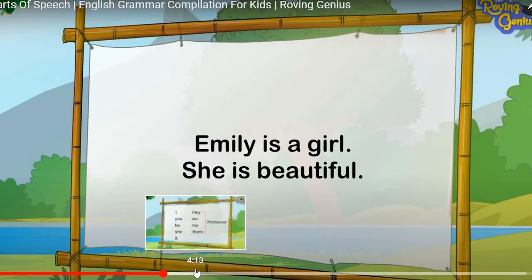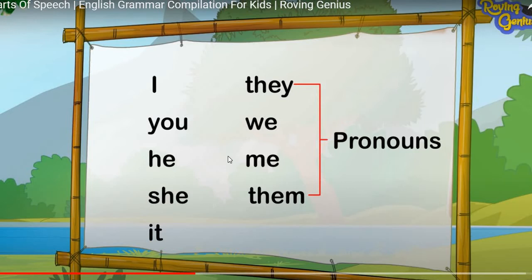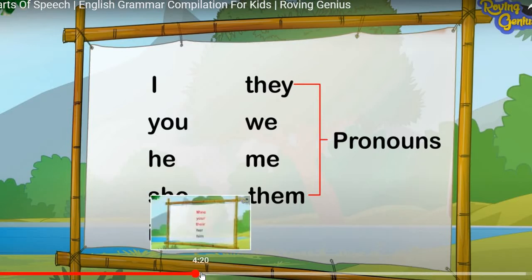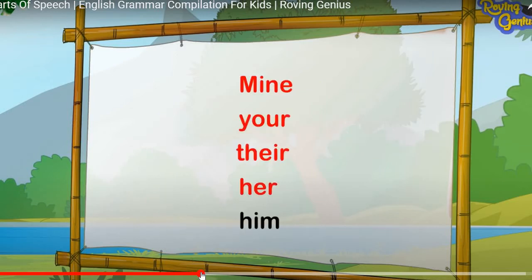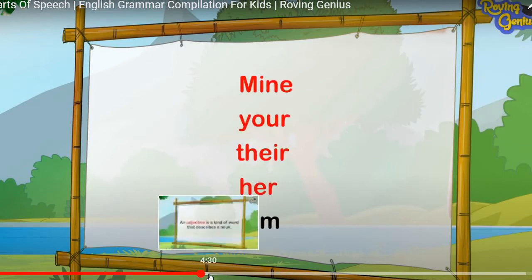Okay. Now the pronouns he, she, it, I, we, they, you, we have a lot of kinds. We have subject pronouns, object pronouns like him, her, them. We have possessive pronouns like my, mine, your, yours, her, hers, his, and so on.